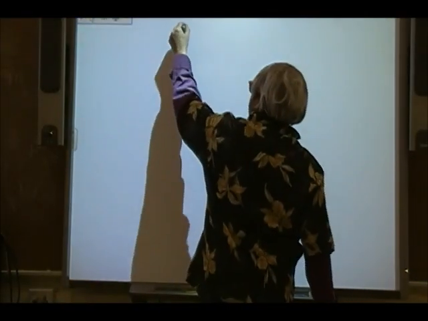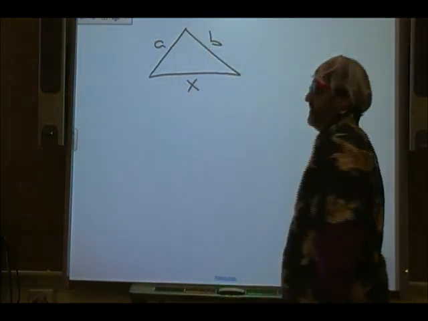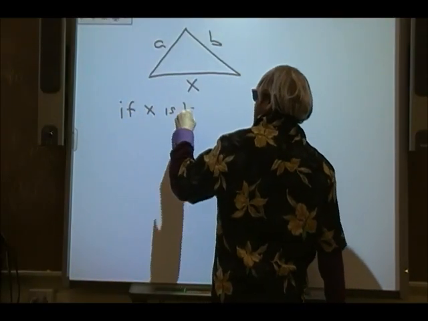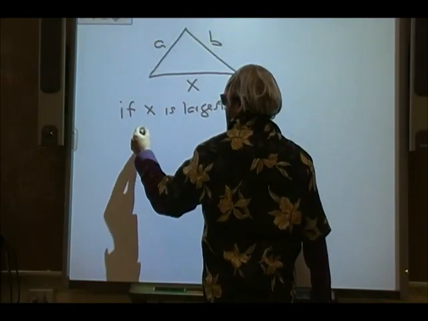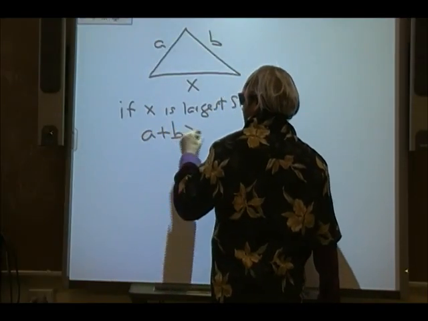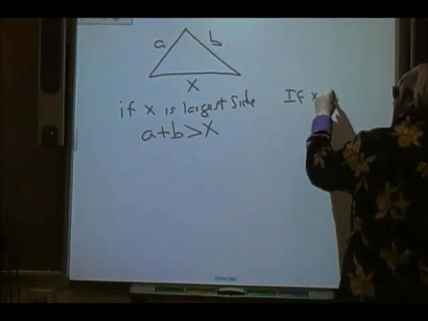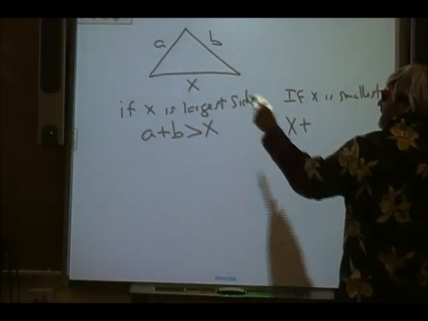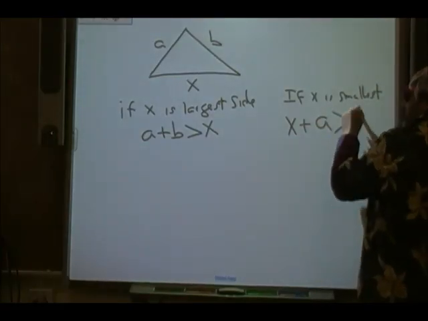So, let's look at an example to get an idea. Let me call this X this time. If X is the largest side, then A plus B together have to be bigger than X. If X is the smallest side, then X plus, let's pick one of these, it doesn't matter which one, X plus A must be bigger than B.